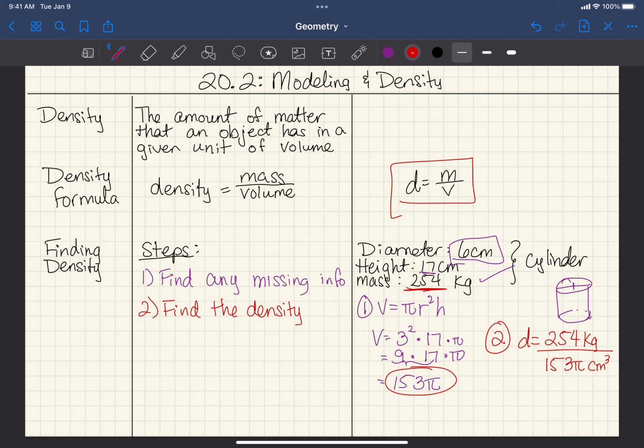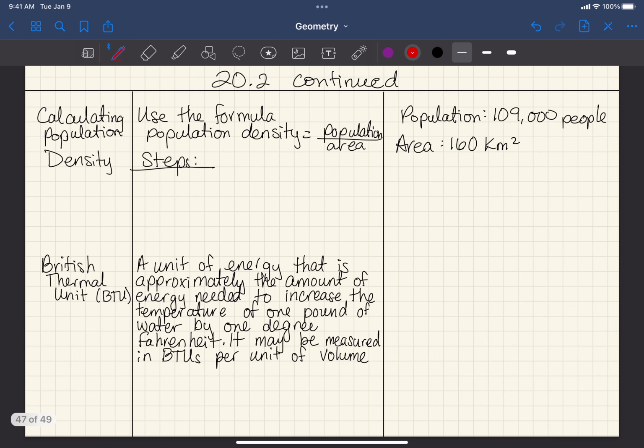So when you guys do it in your calculator, you can go ahead and solve it that way. But I'm going to leave it like this for now, okay? But that's generally how I find the density. I need to find the missing information and then just plug it in, okay?